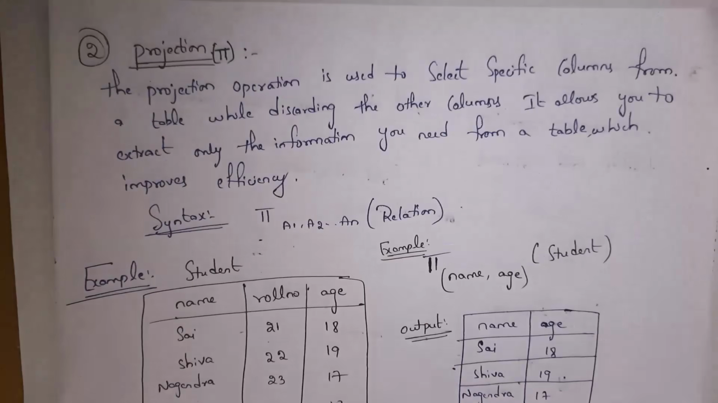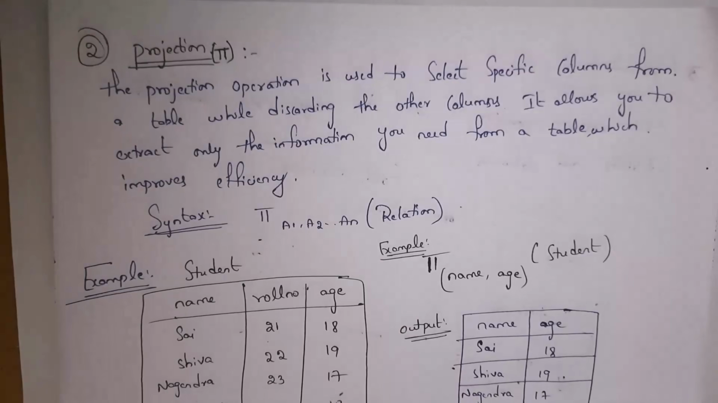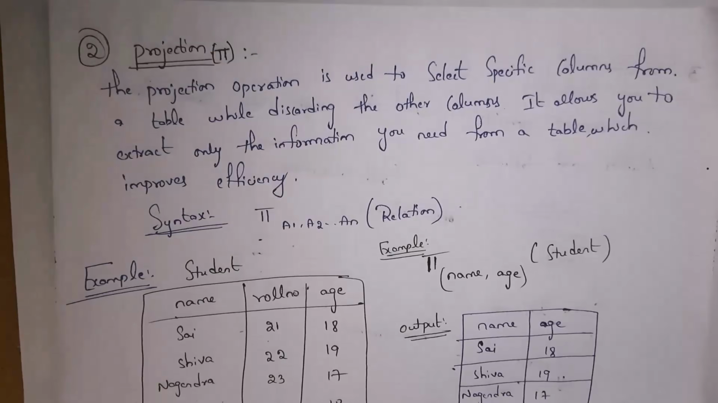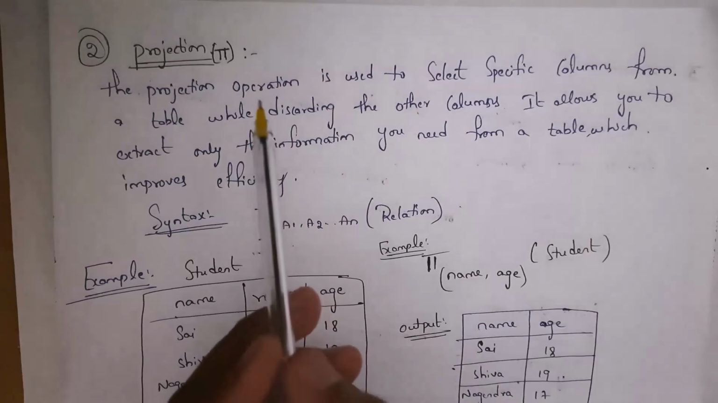Next one is projection operation. Whereas for selection operations we need to use the sigma symbol, for projection operation we need to use the pi symbol. This is the pi symbol. I will explain the definition of projection operation. The projection operation is used to select specific columns from a table while discarding the other columns.